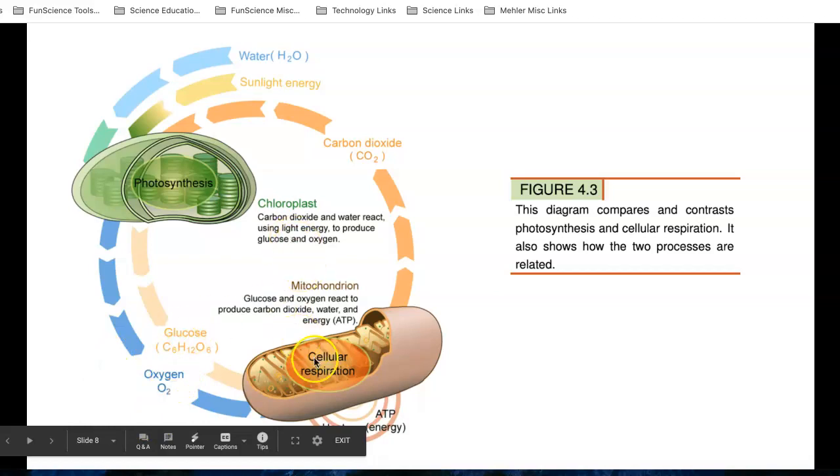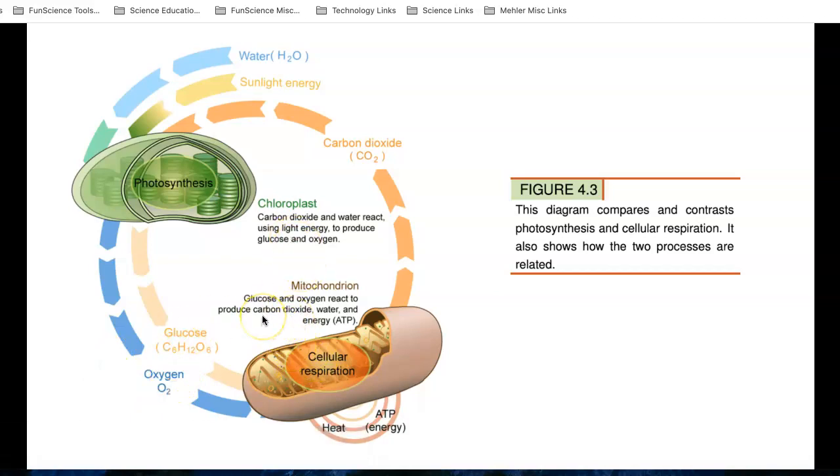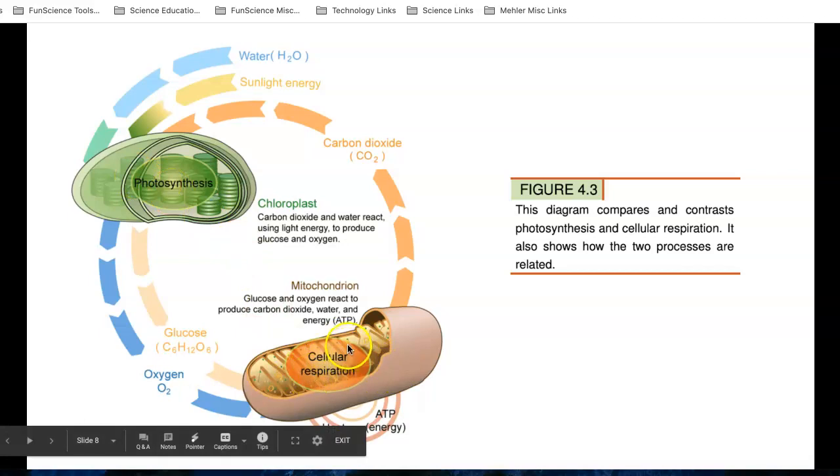Now, the mitochondrion, which is another organelle which is in all of our cells, we don't have chloroplasts. Animals don't have chloroplasts because we're consumers, but plants do. But the mitochondria, which are in all of our cells, will take in that glucose and oxygen and will make tons of ATP for us.